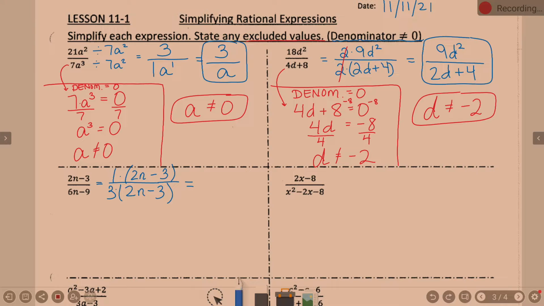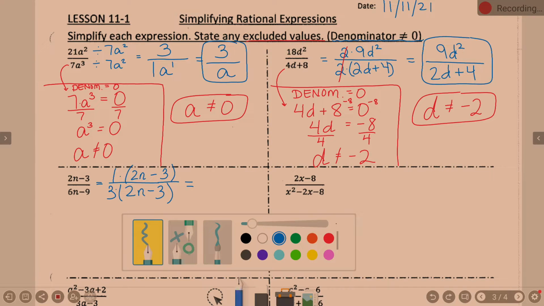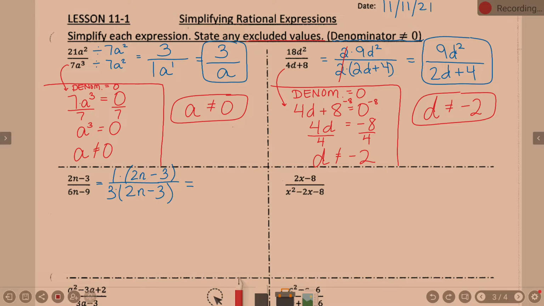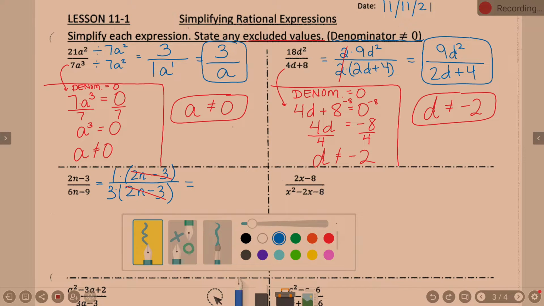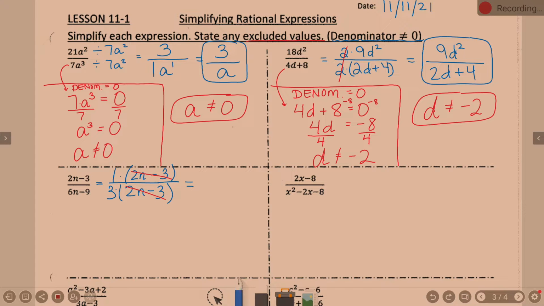Are there any common factors that I can cancel here? Don't we have a 2n minus 3 on top and bottom? You know, in the last problem we had a 2 top and bottom. Here, we have a 2n minus 3 that cancels with a 2n minus 3. What remains when I cancel those 2n minus 3's? 1 over 3. Thus, I wanted to use the 1 this time.